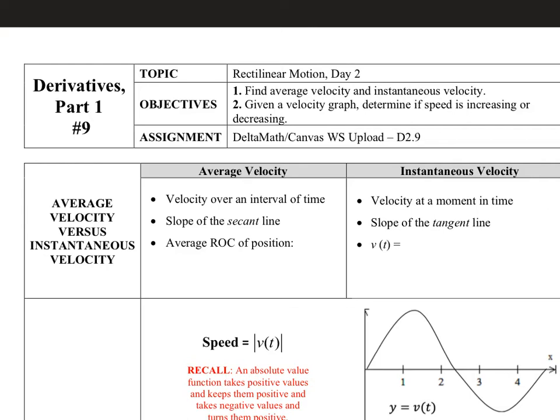Derivatives number 9 will be a continuation of our motion topic. We're going to talk about average velocity and how that differs from instantaneous velocity. We're also going to talk a little bit about speed, how to tell if speed is increasing or decreasing, and also what you need to do to sufficiently justify your answer for that.